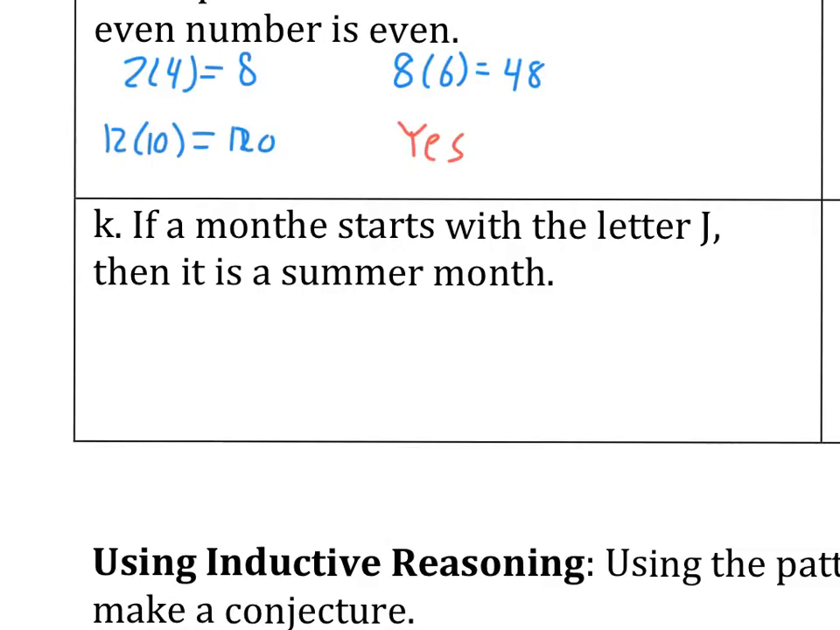On this next one, apologize for the misspelling. It's not month-a. If a month starts with the letter J, then it is a summer month. And you start thinking, oh, we've got July, we've got June. Now, these are examples that prove the statement. Anything else? Am I missing something? Call it out. January, great. So, in this case, January is not summer.